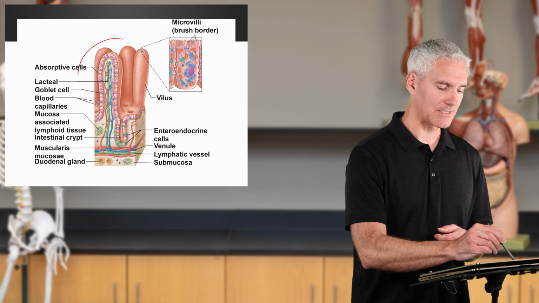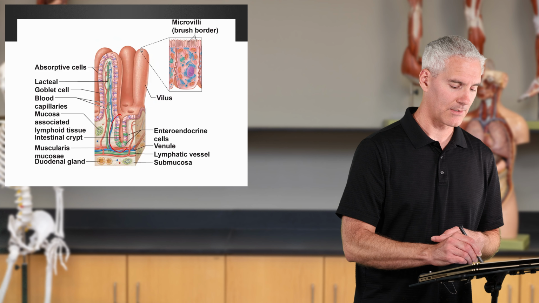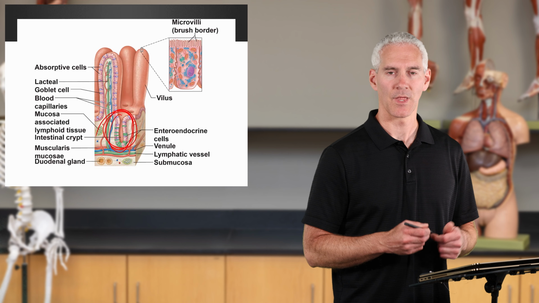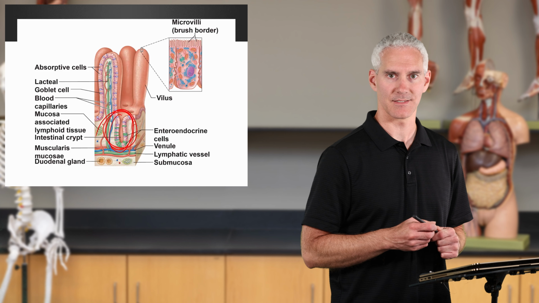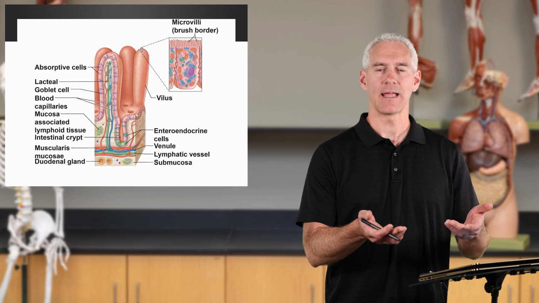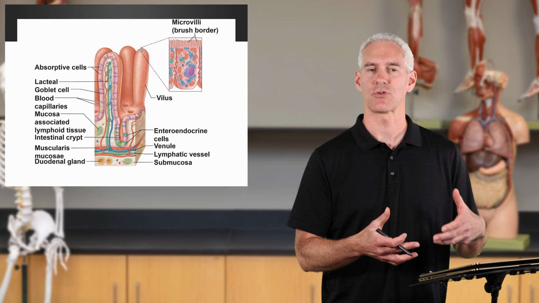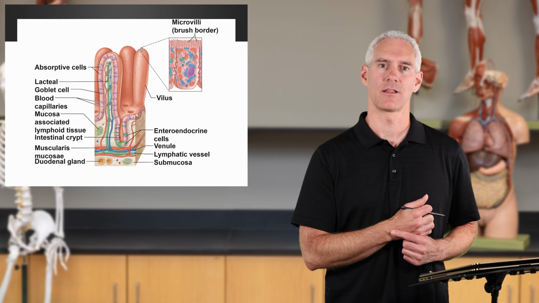So we've already looked at the surface area increase with the villi and microvilli, but notice down here, that is the intestinal crypt. It goes down into the actual wall of the intestines. So it's all going to have those enteroendocrine cells plus those Paneth cells in there trying to make sure it's safe, trying to keep the lining healthy.